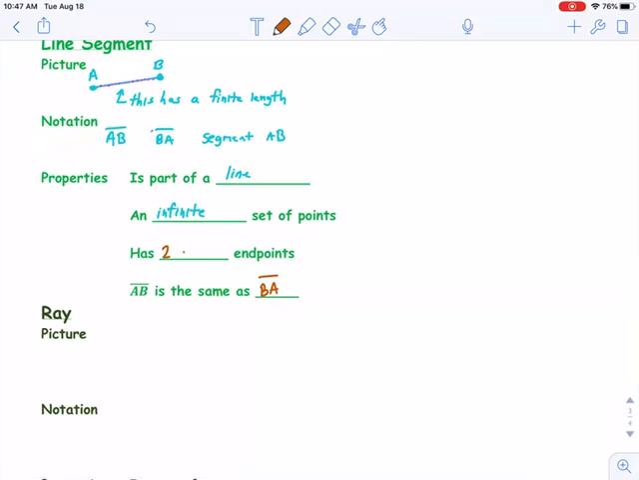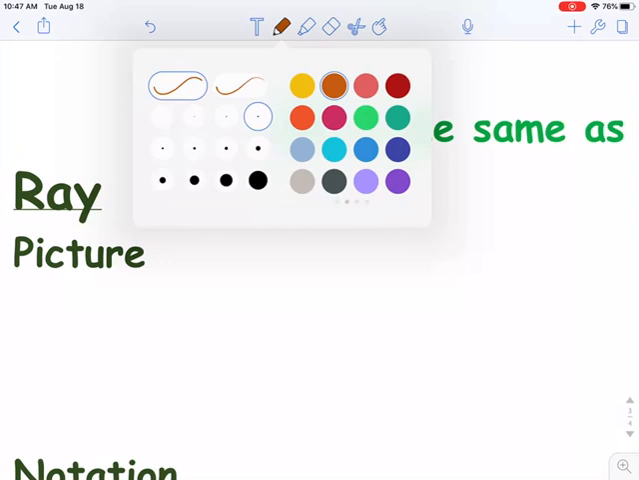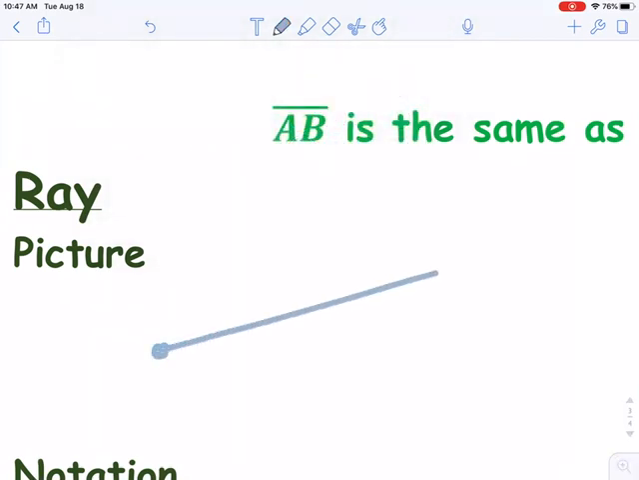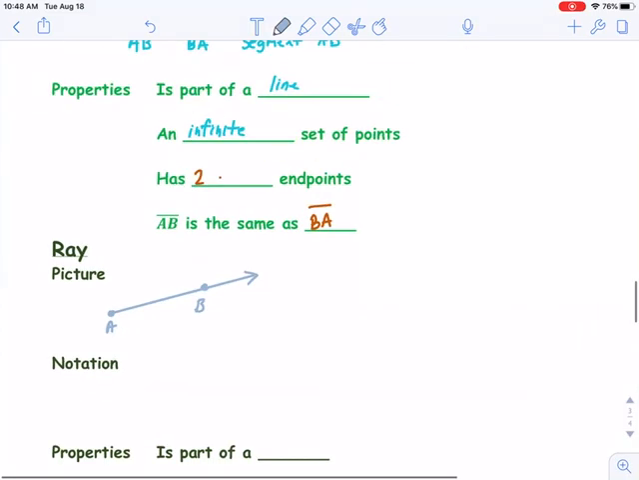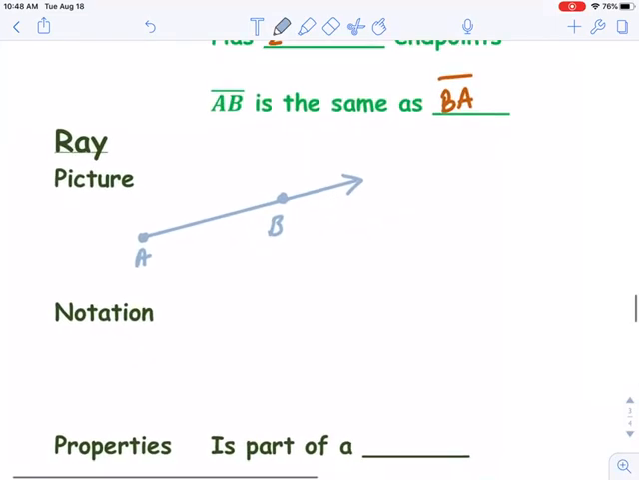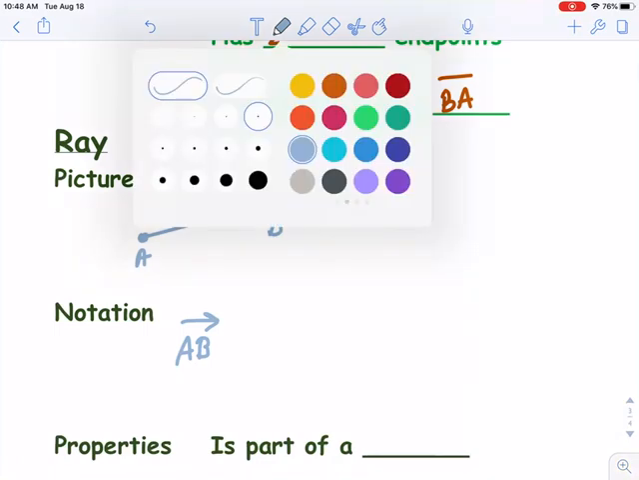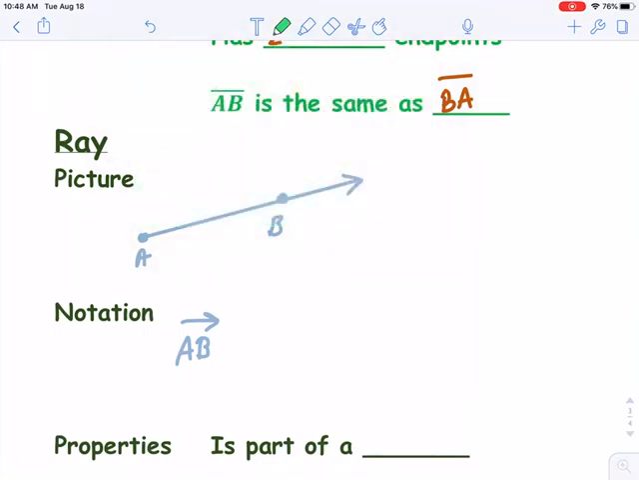Now we have a ray. A ray has a beginning, but then it goes infinitely forever in one direction. So we'll call this A, B. Being real creative. Okay, notation is you're going to call it A, B, and the ray hat always goes to the right. Don't write it like that. That's bad. That's just the way it is. We're not going to do it this way. We're going to do it this way.